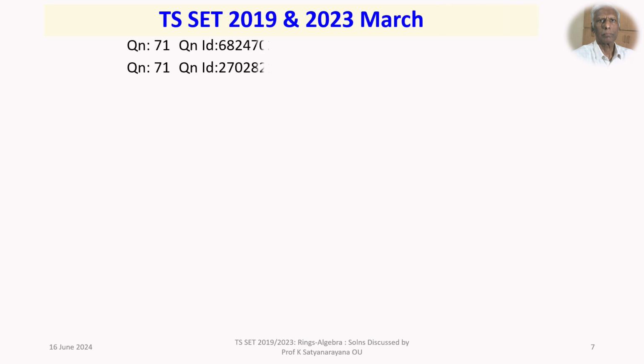Here is a question which has appeared in 2019 and 2023 March. The question number is 71 in both question papers, and the question IDs are different. You can see these are the question IDs, they are different. That means the same question with the same question number is given in 2 consecutive examinations.